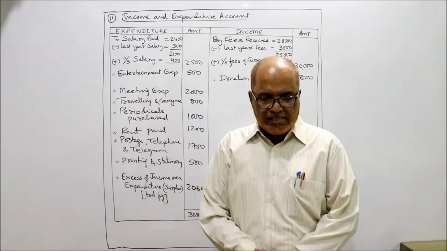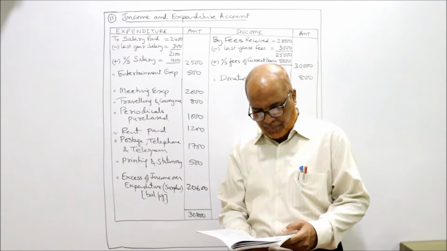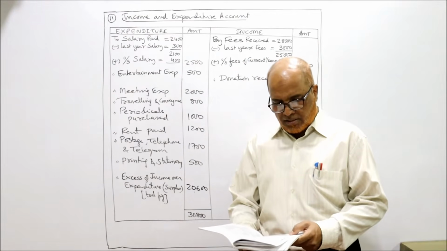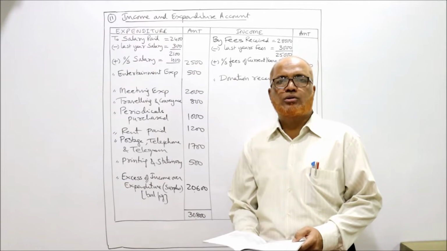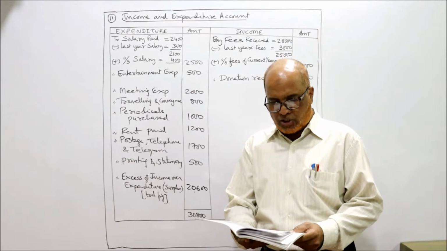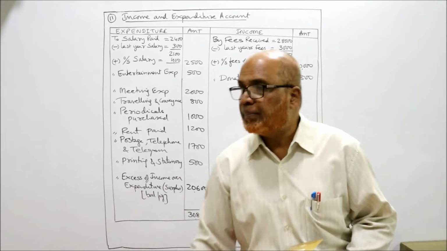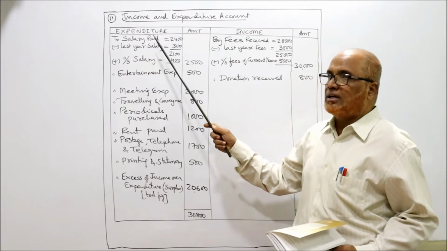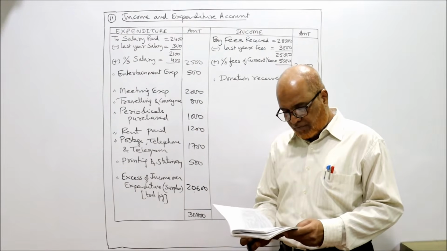Come on students, now we'll start the last problem of short questions, the 11th one. From the following particulars, prepare income and expenditure account. So for the first time we are going to make the income and expenditure account. See the data collected. First of all, we'll prepare the account, income and expenditure account, left hand side expenditure, right hand side income. Now see the items carefully.